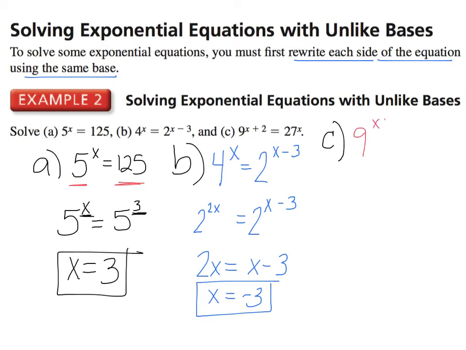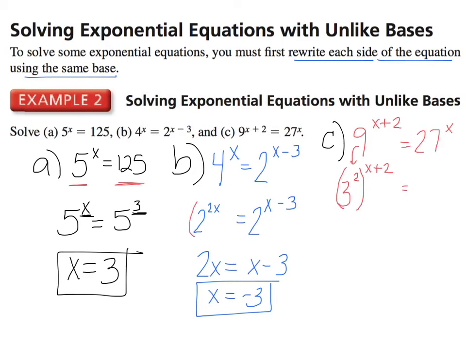9 to the x plus 2 equals 27 to the x power. I have to make their bases the same. Hopefully you can look at this and say, well, I can make both of these have a base of 3. So 3 to the second power gives you 9. You'll notice I'm putting this in parentheses because the x plus 2 is your exponent. I am just taking the 9 and rewriting it as 3 squared.